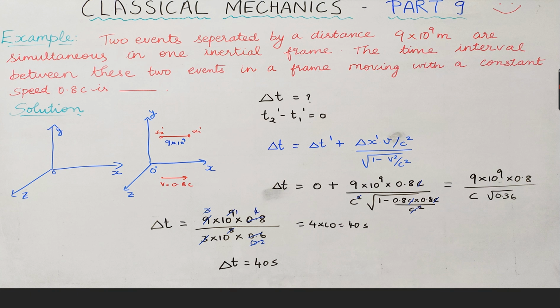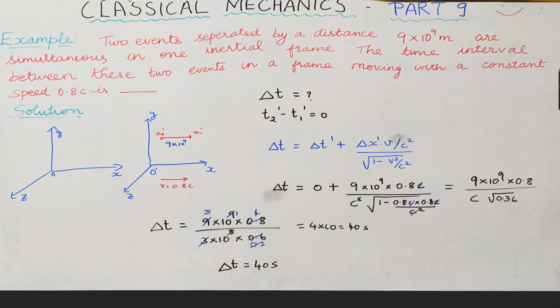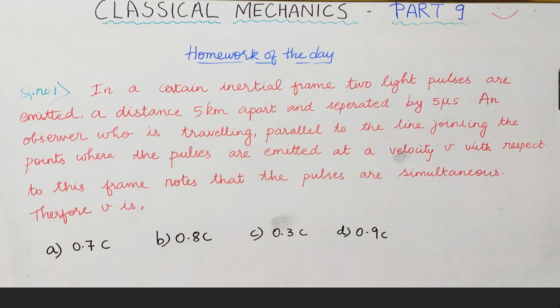So this is okay. I give you a homework problem which is similar to this problem, so you're going to use the same formula. This is a hint. Here I have given you the distance and I have given you the time difference also, and I have asked you to find velocity v. So you have to fit it in the formula and then find the velocity.